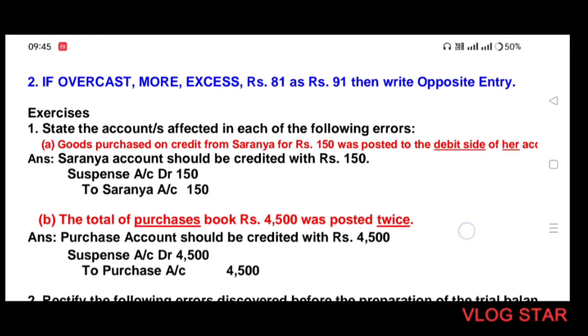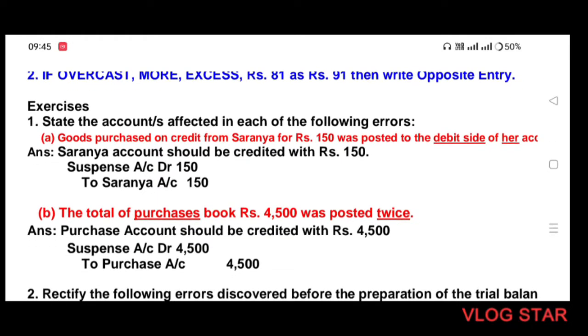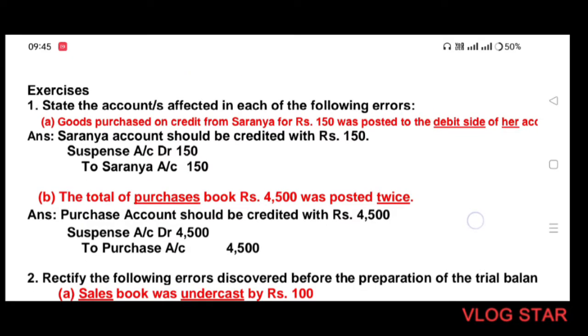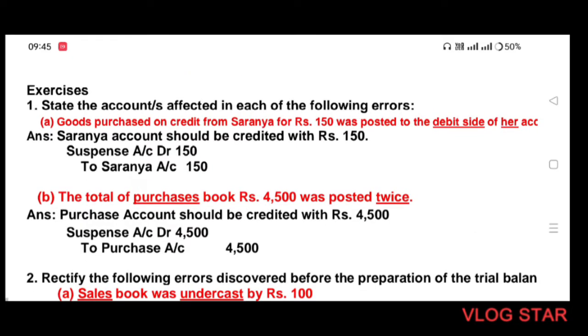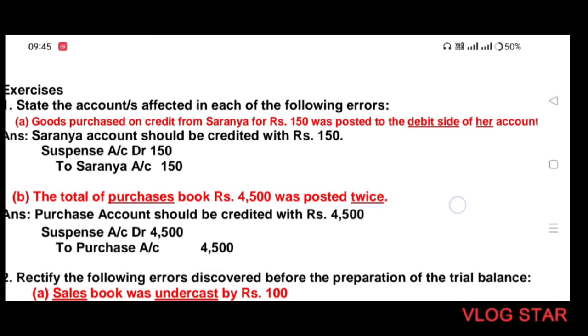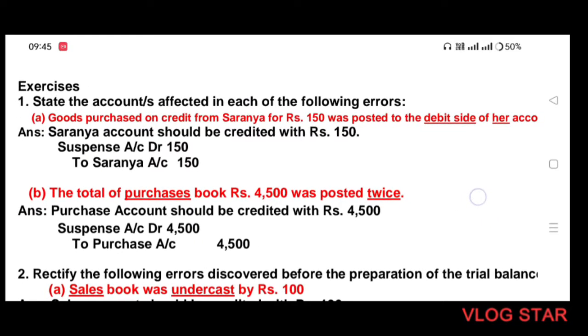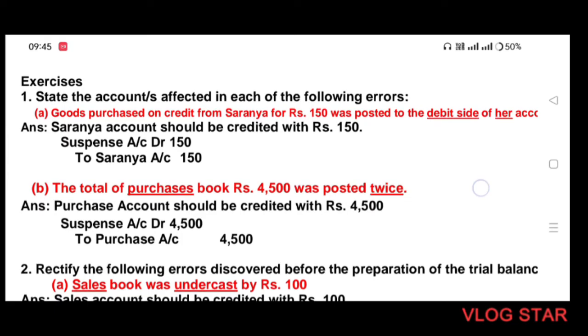While doing this chapter, you must remember two things. Number one, you must remember the journal entries, and number two, the trial balance. These two things you must remember very perfectly, then only you can do this chapter very easily. So, first exercise: state the accounts affected in each of the following errors.